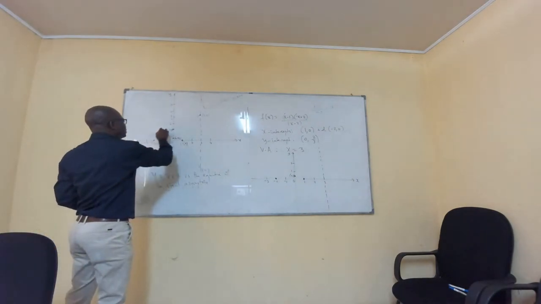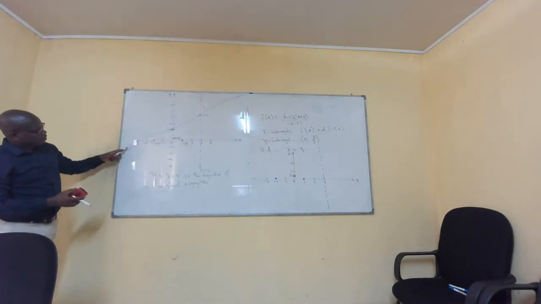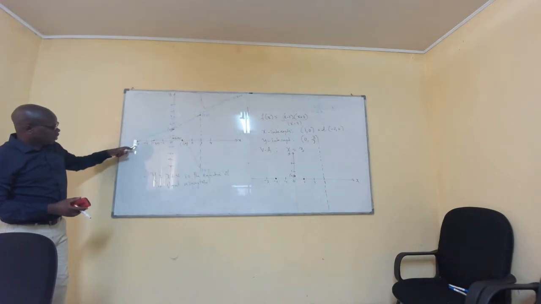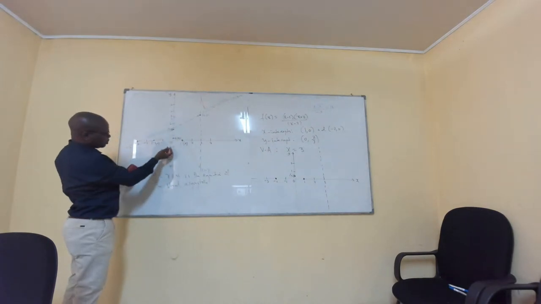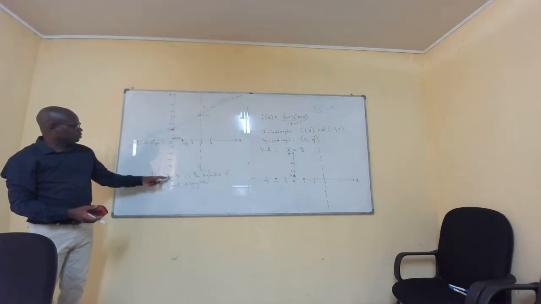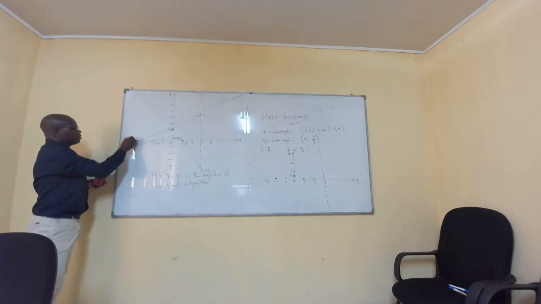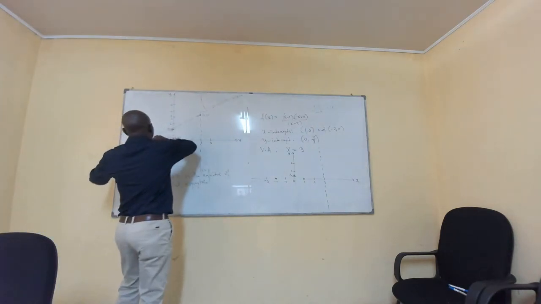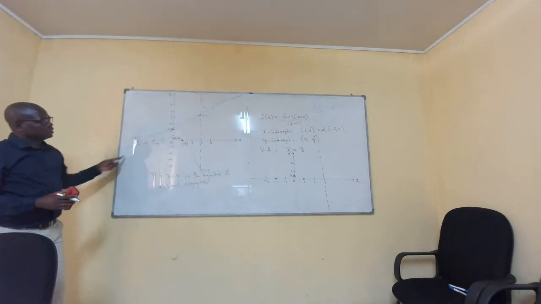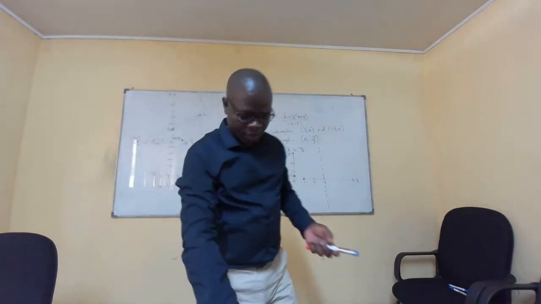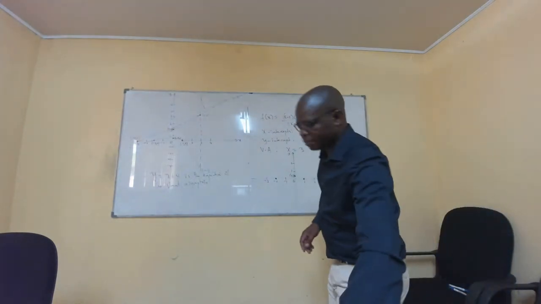So this should be the slant line. It should be a straight line passing through (-4, 0) and (0, 4). When x is 0, y is 4, so it will be (0, 4). And when y is 0, x will be minus 4. It has to pass through (-4, 0). This is the place, it should be a straight line. And the graph should pass through these points. And this is what I've indicated. Roughly, that's how the graph should look.